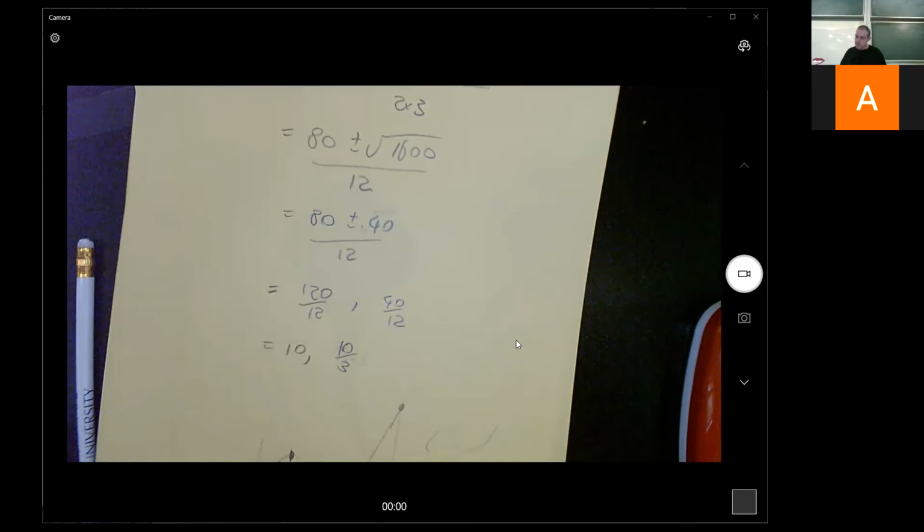When you square a number, it doesn't matter if it's positive or negative. No, it doesn't.